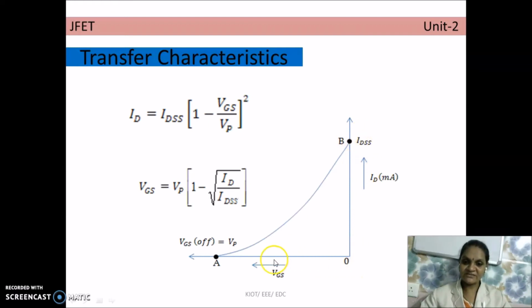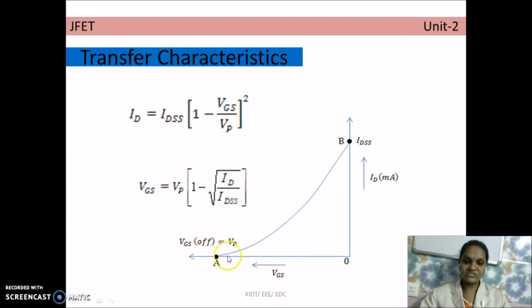And if we increase the value of VGS in the negative direction, so VGS is always negative now and ID is positive, that's why the curve is plotted in the second quadrant. Sorry, the curve is plotted in the second quadrant. So this is VGS negative. If we increase the value of VGS in the negative direction, the drain current keeps reducing. At one particular value of VGS, the drain current becomes 0, and this voltage is called the VGS cutoff voltage.